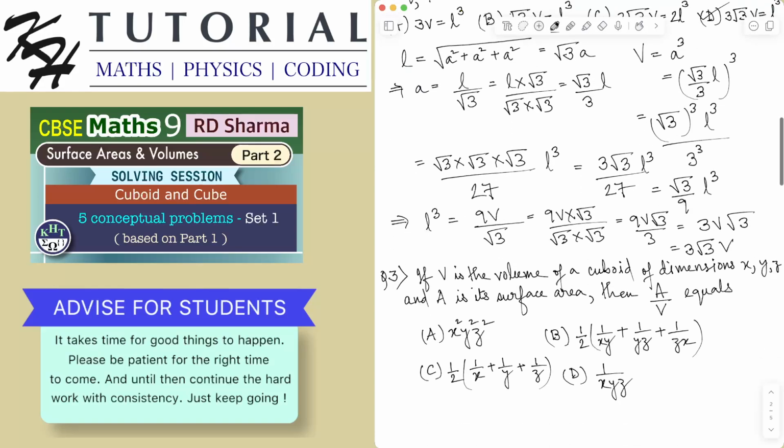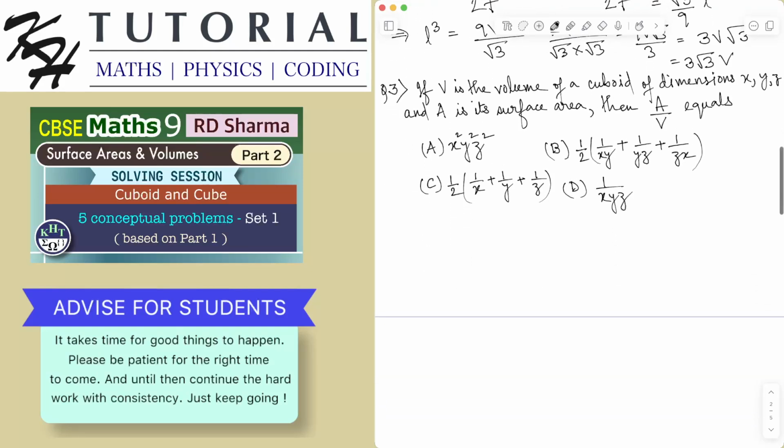Let's see the next problem. Question number 3. If V is the volume of a cuboid of dimensions x, y, z, and A is its surface area, then A by V is equal to. Okay, so dimensions are given x, y, z, meaning it is not mentioned among x, y, z which is length, which is breadth, and which is height. It will not matter. So V, I know volume is equal to product of the three dimensions, length, breadth, and height. So this will be xyz.